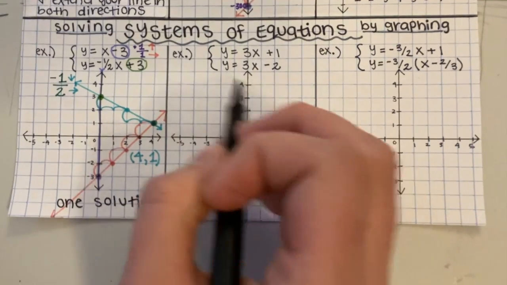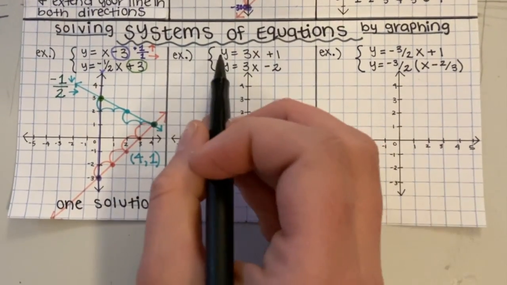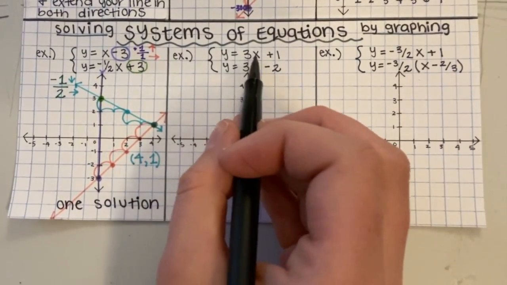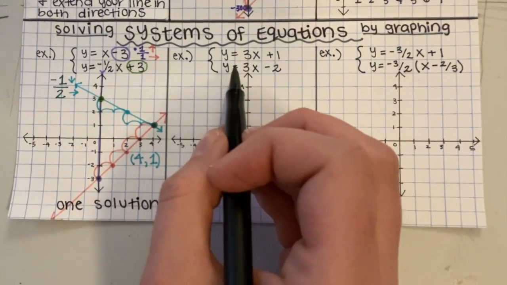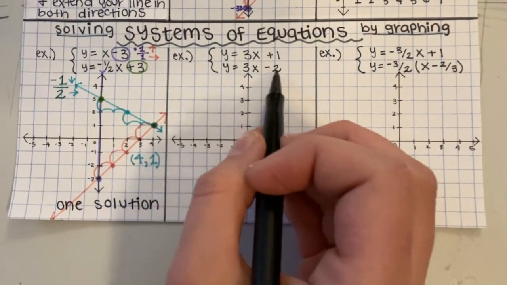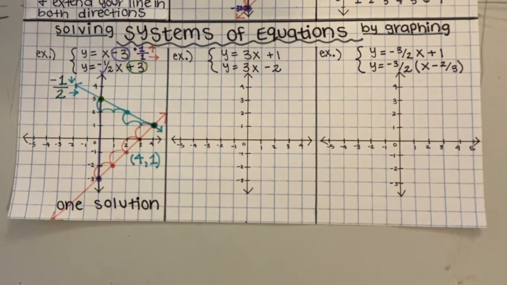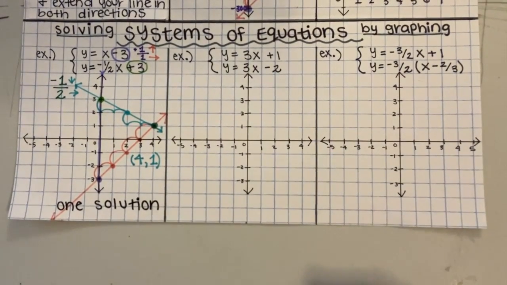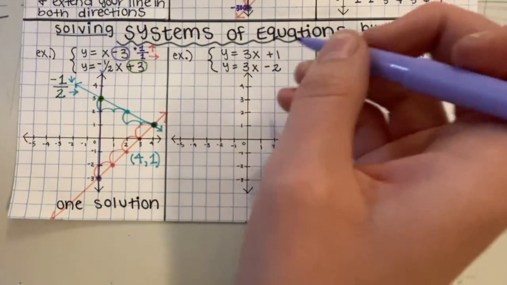So if I have a system of equations, where the first equation is y equals 3x plus 1, and the second equation is y equals 3x minus 2, I'm going to start the same way I did the last one. I'm just going to do one equation at a time.